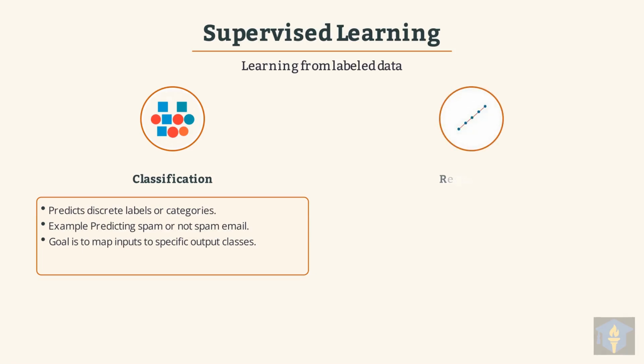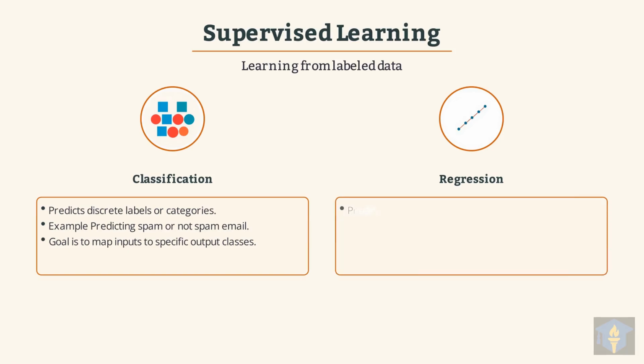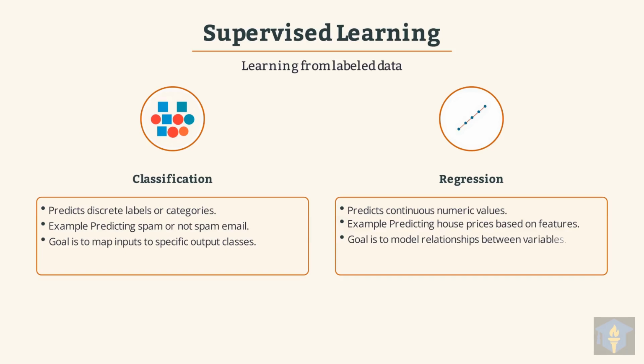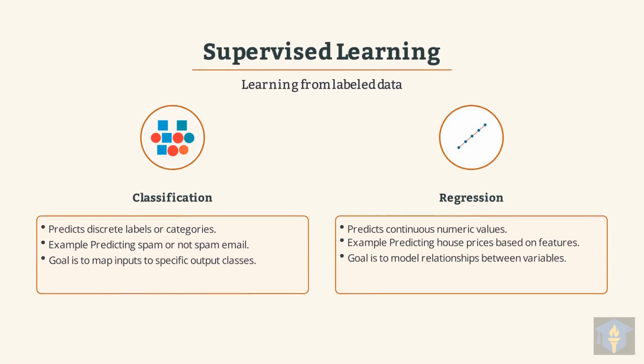Another crucial type of supervised learning is regression, which focuses on predicting numerical values. Regression models are designed to predict continuous numeric values, allowing for a range of possible outputs. An excellent example is predicting house prices based on various features like size, location, and number of rooms. The main objective of regression is to model and understand the relationships between different variables.